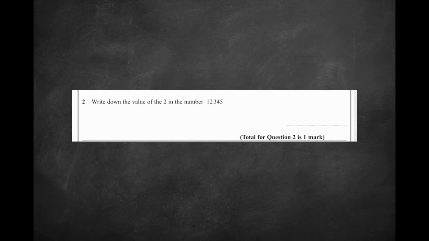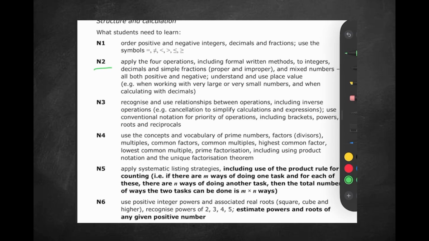And I've just got an example here of a place value style question. This one's only worth 1 mark, but it basically says write down the value of the 2 in the number 12,345. So it's just being aware that the 2 relates to 2000, as the number's 12,345. Now, these are clearly just a few small examples, but these sort of questions come up on every paper, so plenty of scope for practicing.